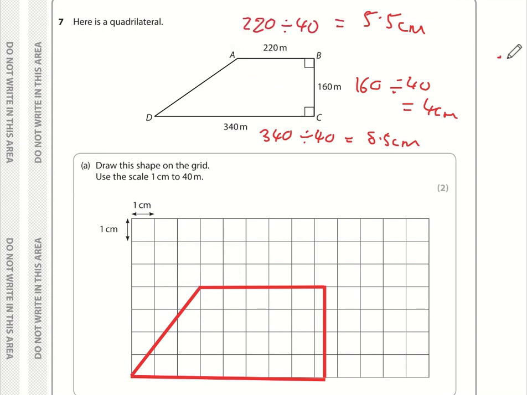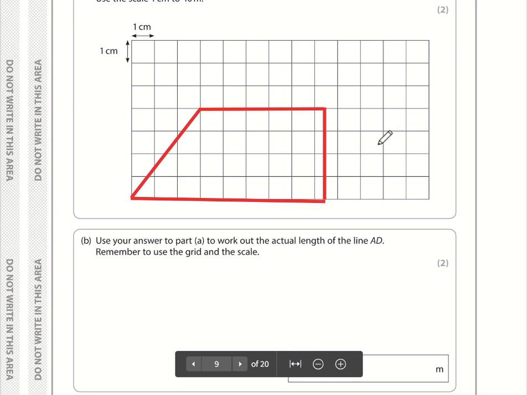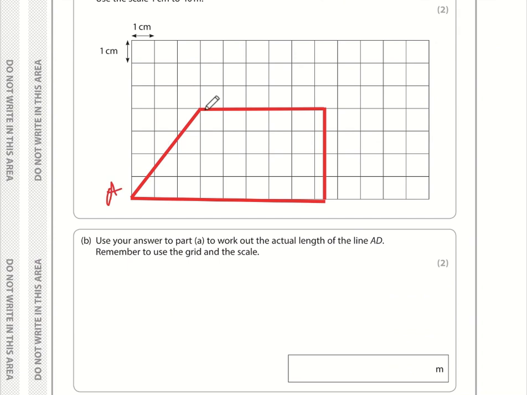Okay. So what we need to do now is we're using part A to work out the actual length of the line AD. So this is the line AD here. So all you need to do is measure this, and that should be 5 centimetres. I know it's 5 centimetres because if we just look at this as a right angled triangle, we've got 3 by 4, so therefore the hypotenuse would be 5. But yeah, the easiest way is, of course, just measure it using a ruler. It should be 5 centimetres.